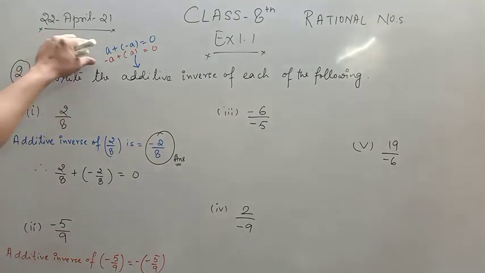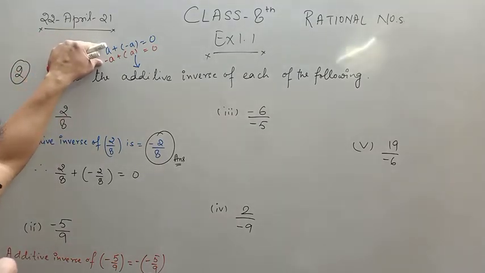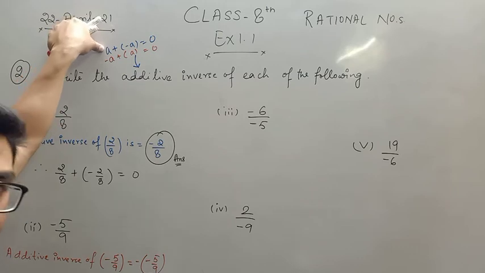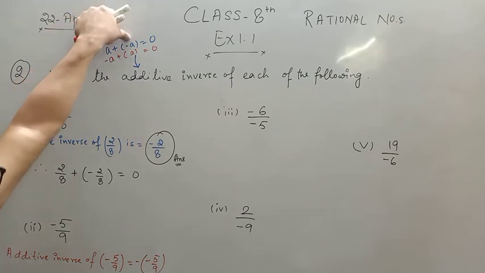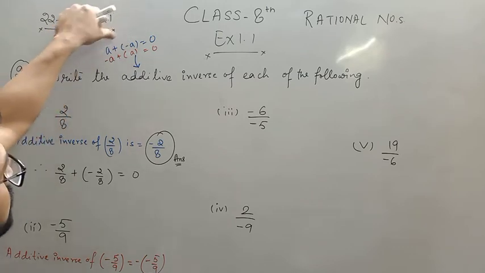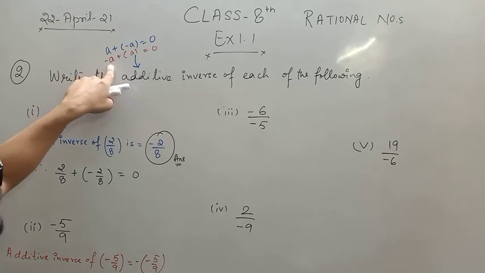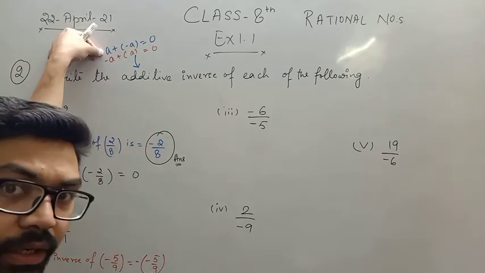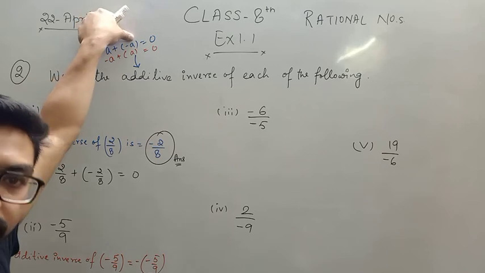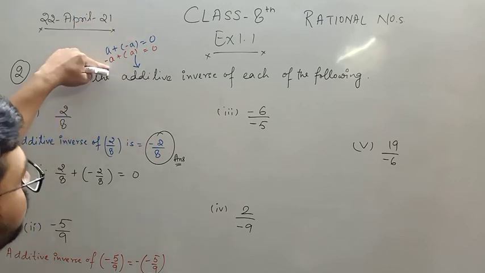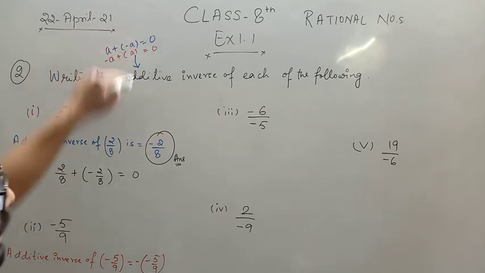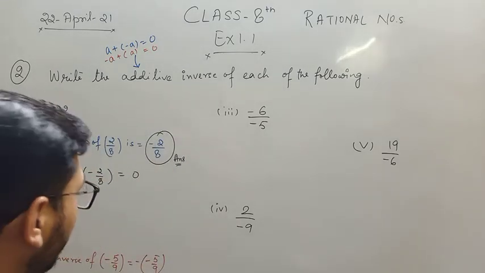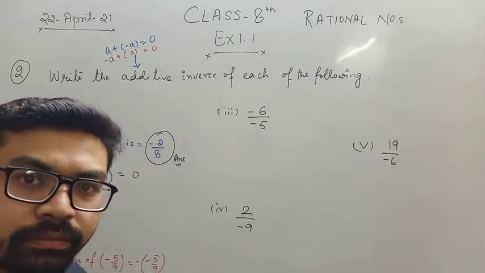So this is the simplest definition of additive inverse. The additive inverse of A is minus A, and the additive inverse of minus A will be A. If a positive number is given, you make it negative, and that will be its additive inverse. If a negative number is given, you make it positive, and that will be its additive inverse. Any doubt till this step? Okay.